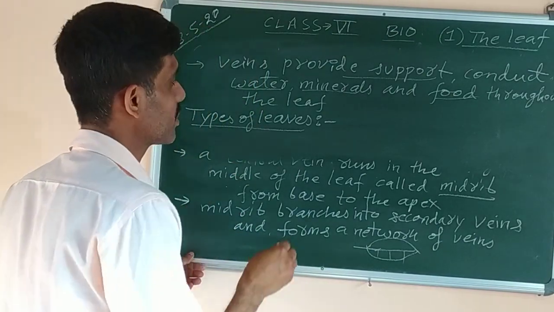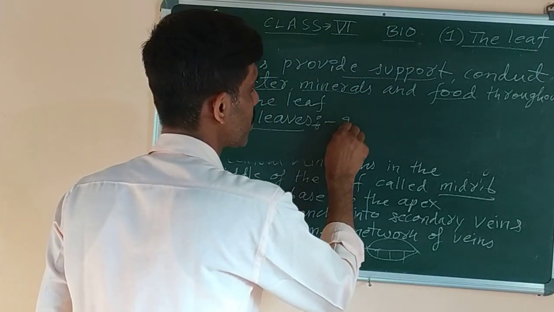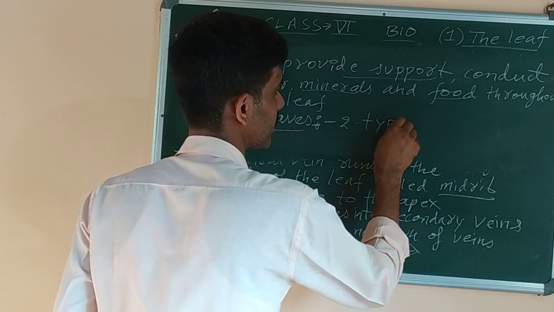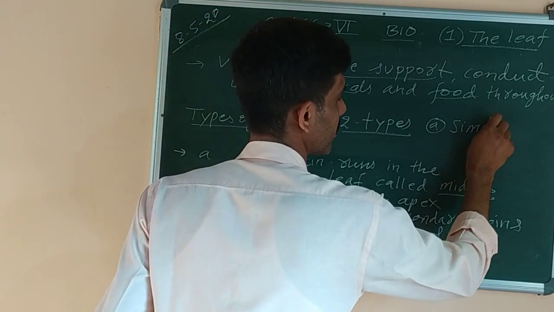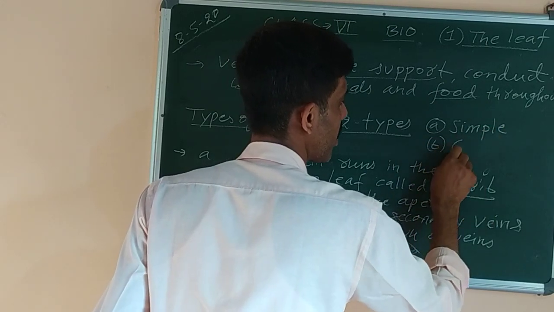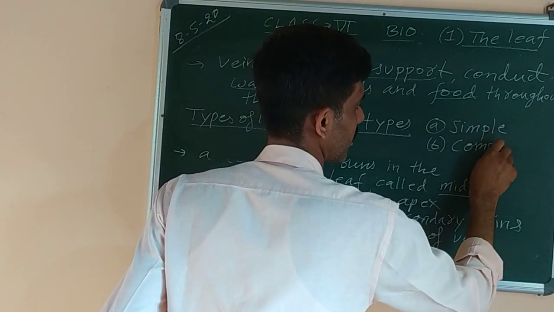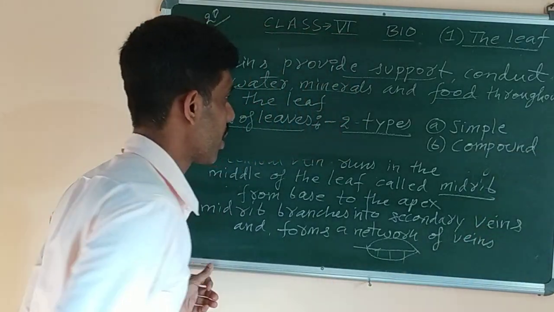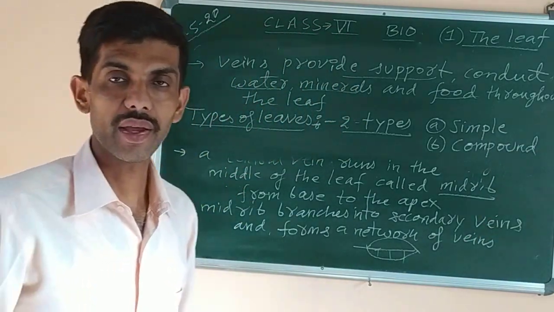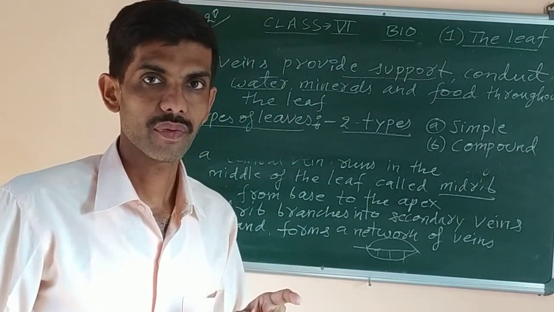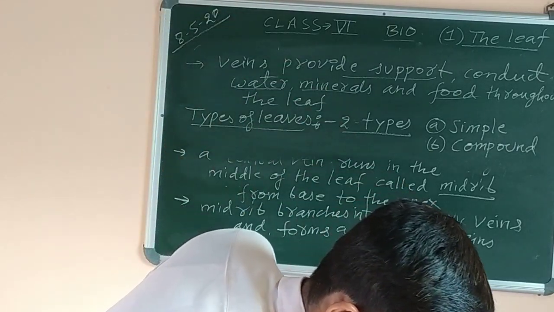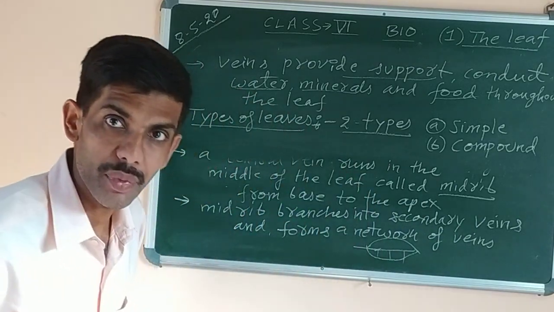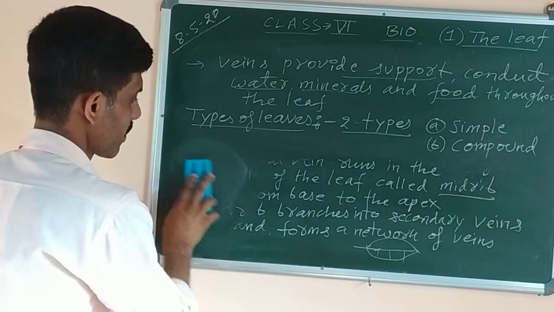So how many types of leaves are there? There are two types of leaves. What are they? Number A, simple leaf, and number B, compound leaf. So if it is asked on what basis the leaves are classified, it is on the basis of whether the lamina is divided or not, and whether the divisions reach up to the midrib or not. Okay.